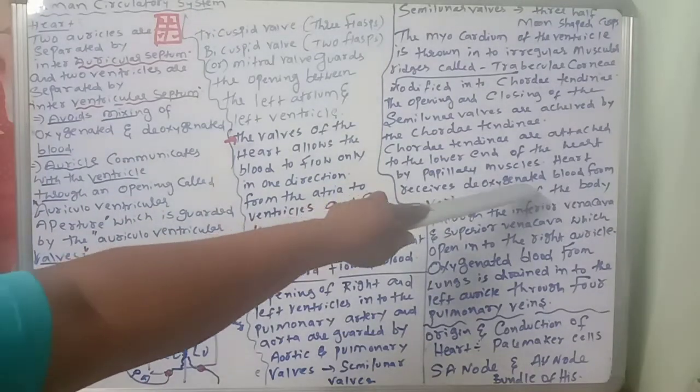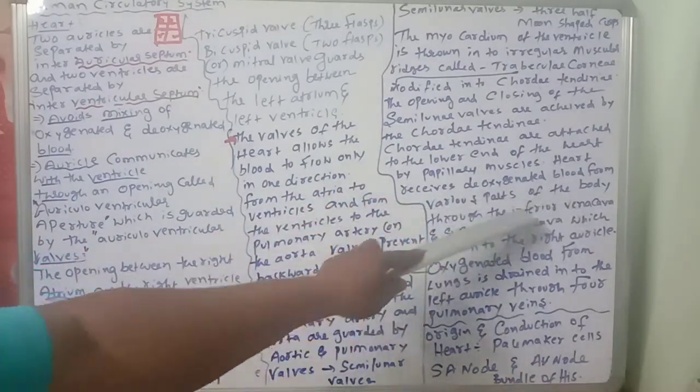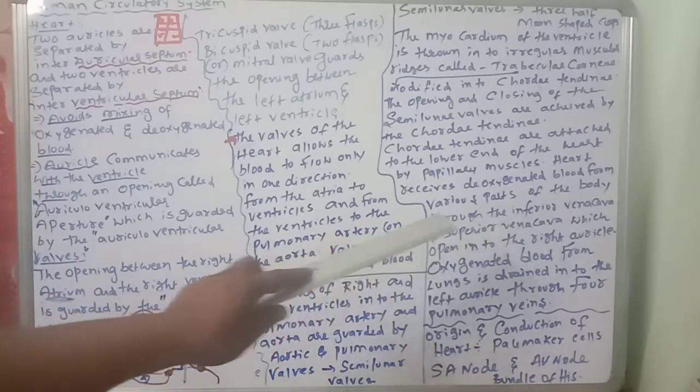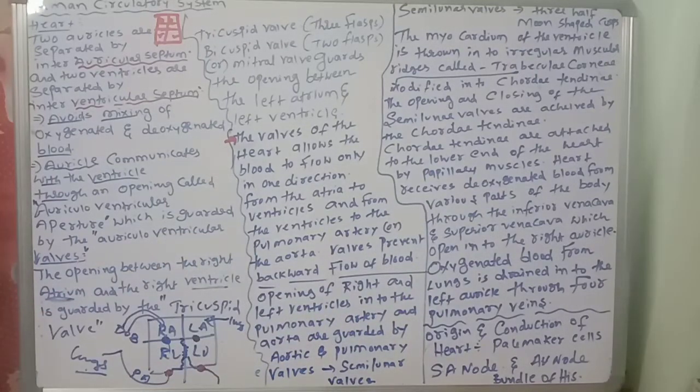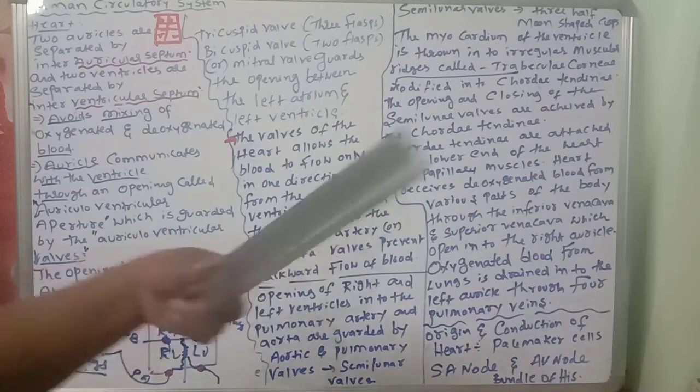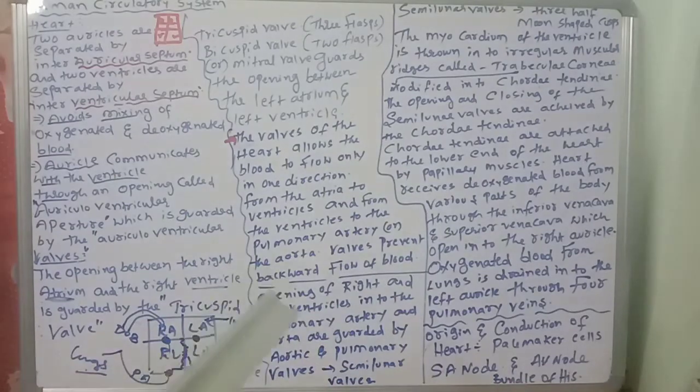The heart receives the deoxygenated blood from the various parts of the body through the inferior vena cava and superior vena cava. The inferior vena cava receives the blood from the lower parts, like thighs and legs. From there it collects the deoxygenated blood and takes it to the right auricle. The superior vena cava, which opens into the right auricle, collects the blood from the upper parts of the body.